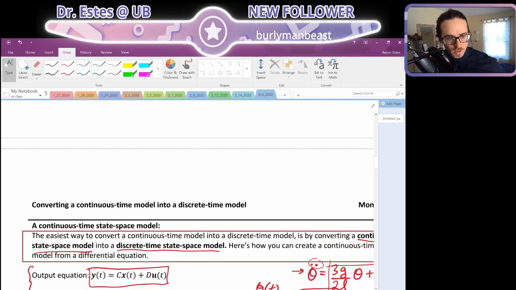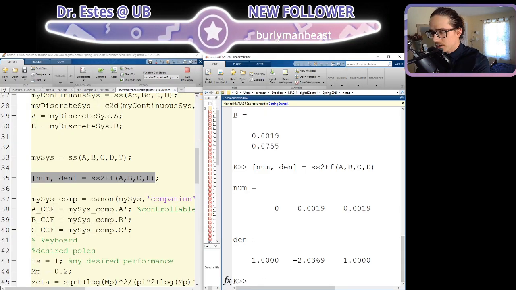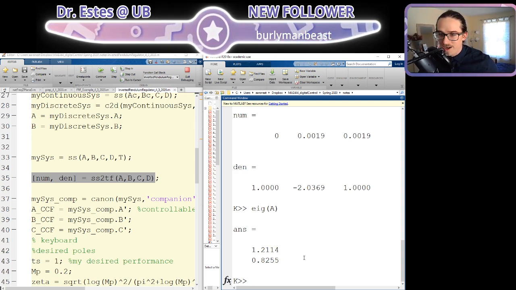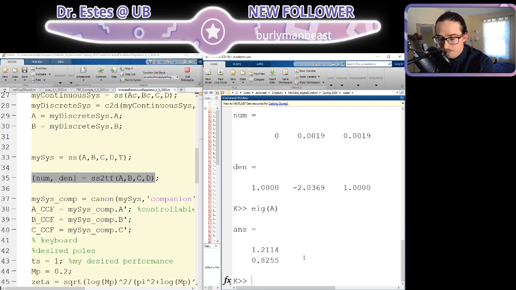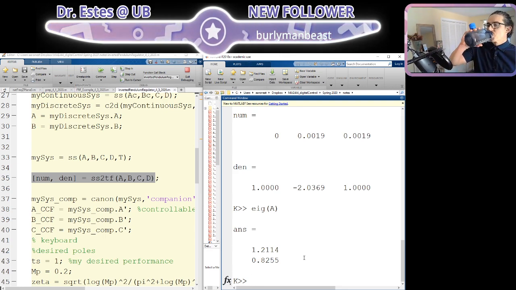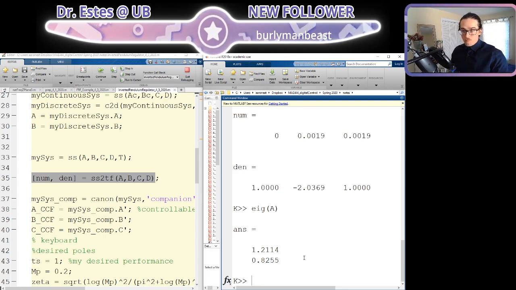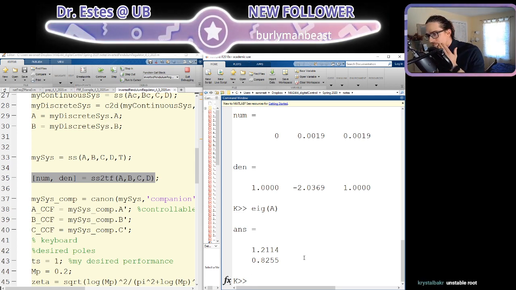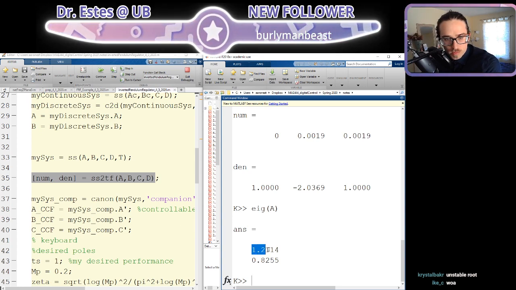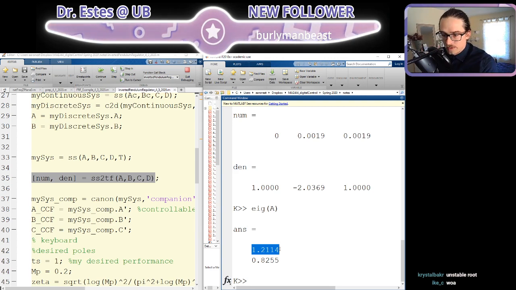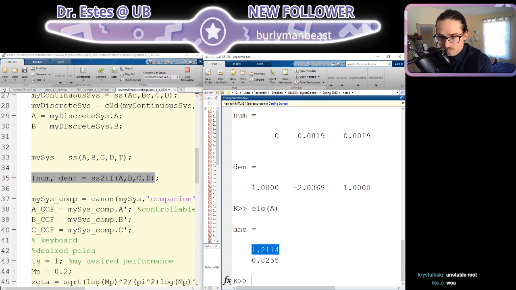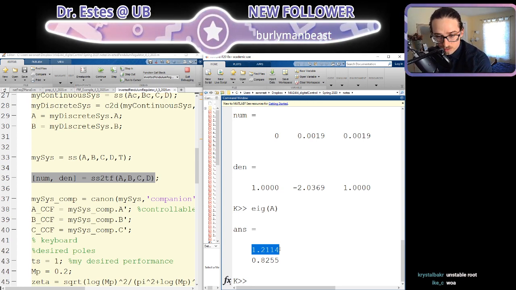Oh, I forgot to show, if you take the eigenvalues of our A matrix, check this out. What do you see? From your knowledge of what discrete time roots mean. Yeah. Look at this root. 1.2. This tells us that our plant, our system, is unstable, which goes with what we know about it. It's going to fall over.